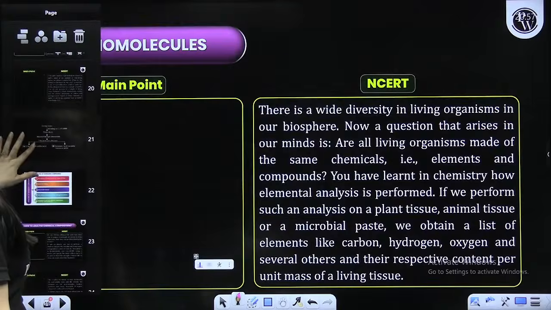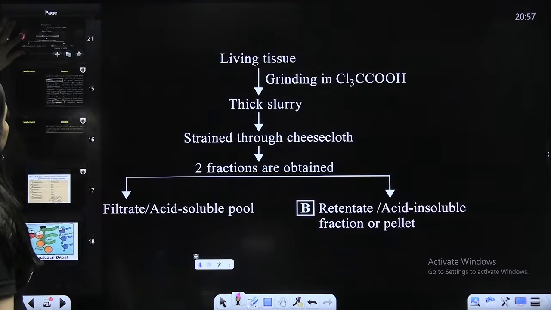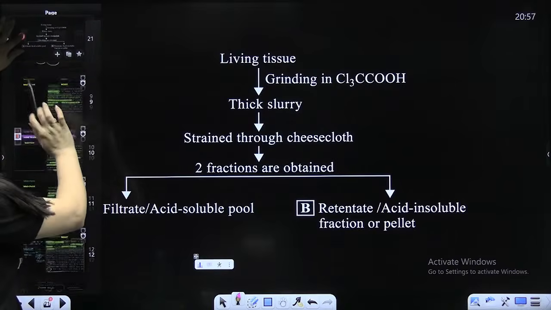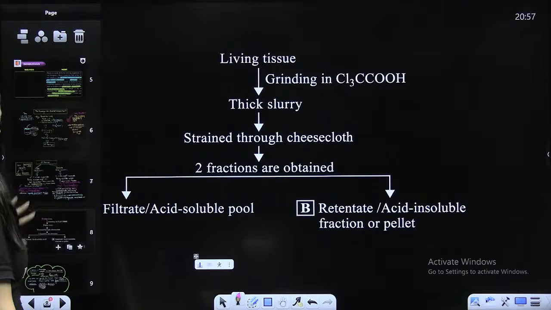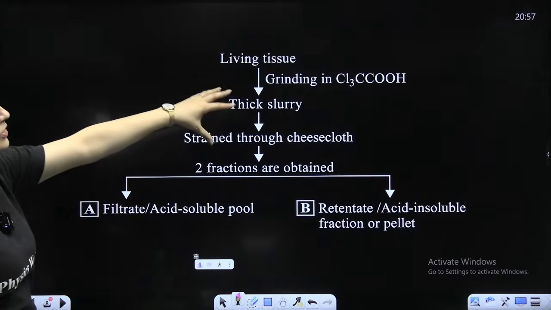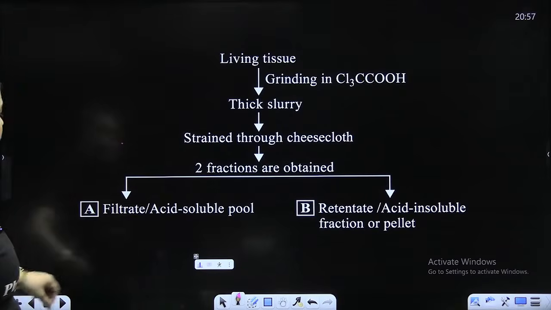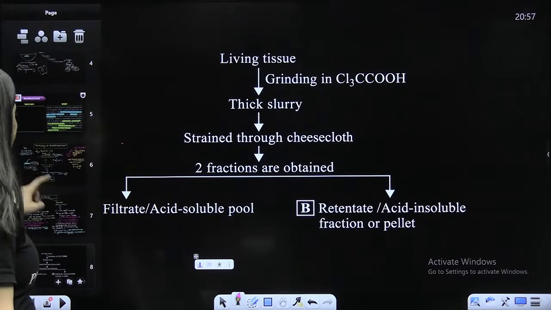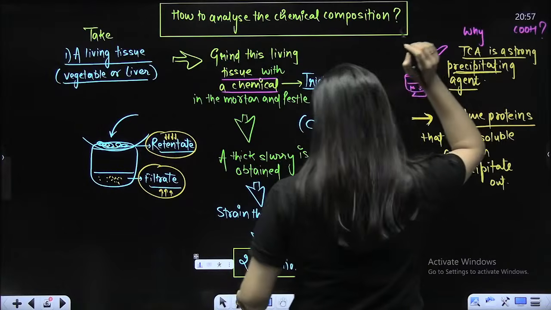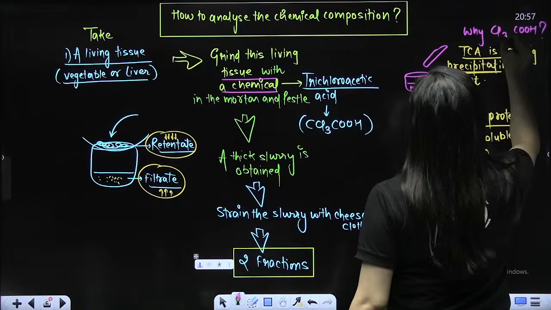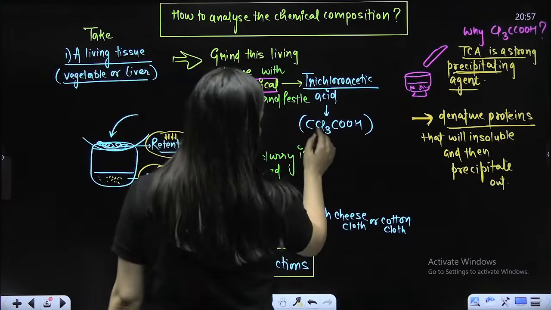So these flow charts are also given, so don't worry about that. If you need a quick revision, you can see here. You have the detailed chart and then there is a simple flow chart as well. You can see living tissue grinding in trichloroacetic acid, and then you have thick slurry strained through cheesecloth. Two fractions are obtained. So let me rectify this particular part. Write it properly: Cl3CCOOH. Done? Okay.